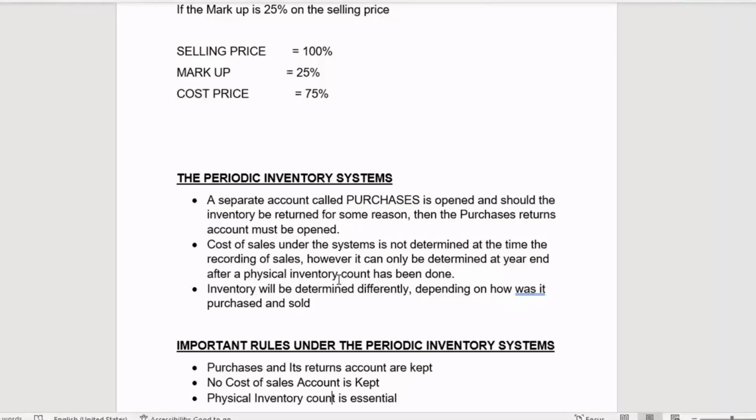Right, and it further says that the cost of sales under the system is not determined at the time of recording the sales. However, it can only be determined at the year end after the physical inventory count has been done. So whether you are following the perpetual inventory system or the periodic inventory system, at the end of the financial period there must be a physical inventory count just to check how much inventory we are left with. Inventory will then be determined directly depending on how it was purchased or sold.